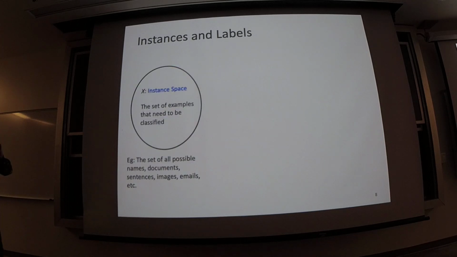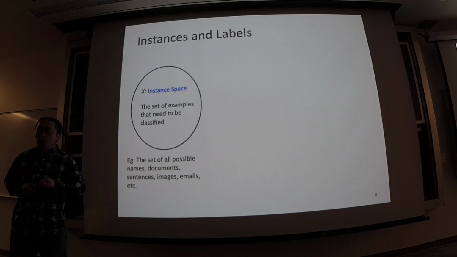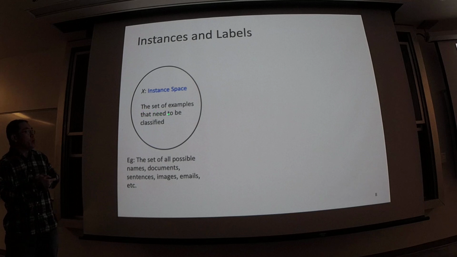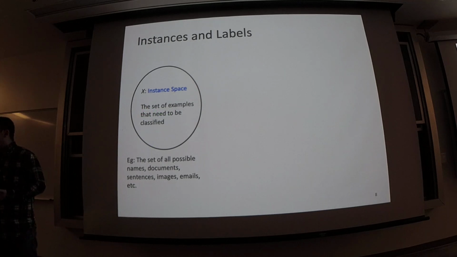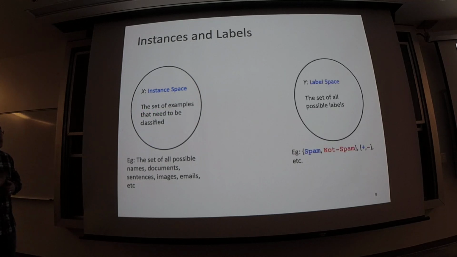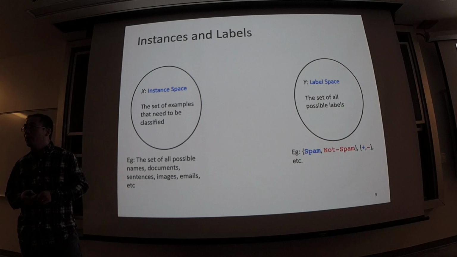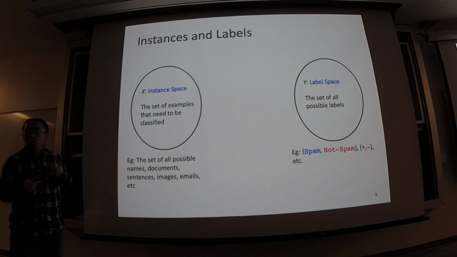So those actually lead to the general concepts in supervised machine learning. The first is called instance space. So basically, we need to define what is our instance space, namely, the set of examples that need to be classified in our supervised learning task. We also need to define the label space, namely, the set of all possible labels those instances could have, right?